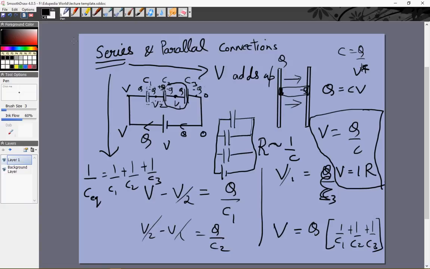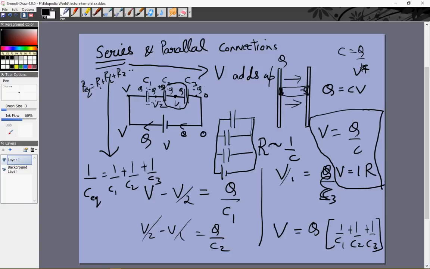So we know that for series resistances, we have R equivalent is equal to R1 plus R2 plus R3. Whereas for the case of capacitance, it's the inverse. It's 1 by C equivalent is equal to 1 by C1 plus 1 by C2 plus 1 by C3, because C is just like 1 by R. Remember these two things. In series, V adds up, and in parallel cases, V is the same.